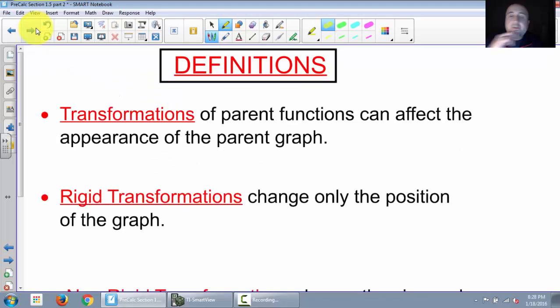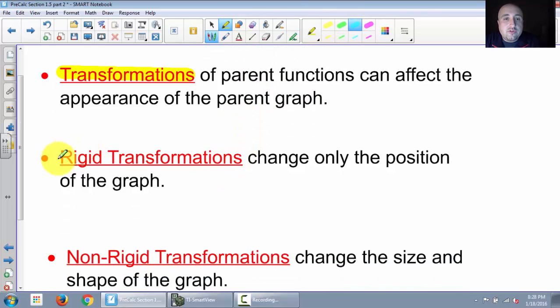All right. So first we need to know what a transformation is. Transformations of parent functions can affect the appearance of the parent graph. So a transformation is something that changes the appearance of a graph. We have two types of transformations. The first one is called a rigid transformation. What that means is that the graph only changes position. It doesn't change size or shape, it only changes the position.